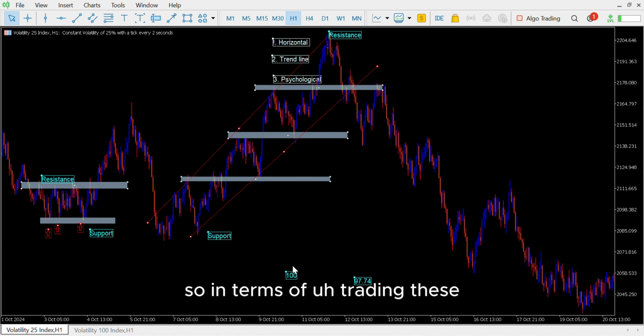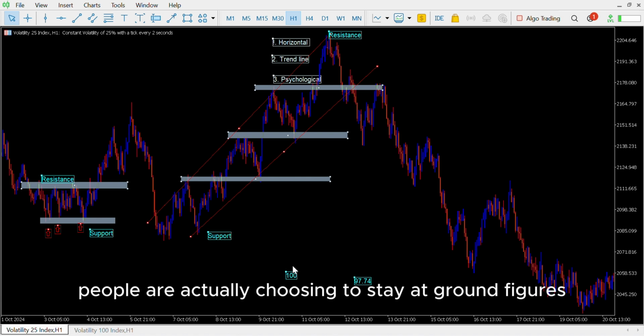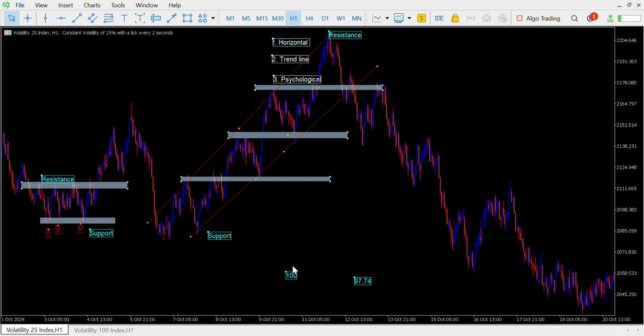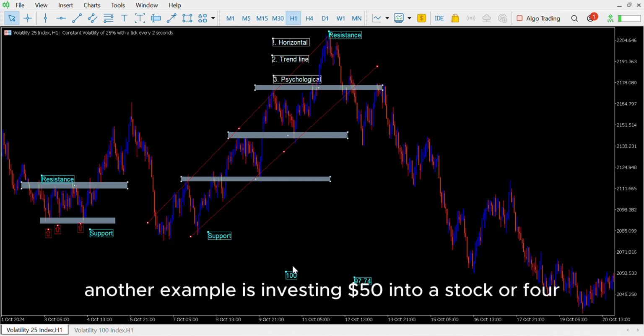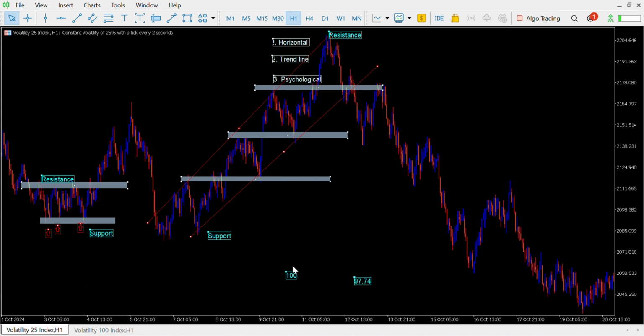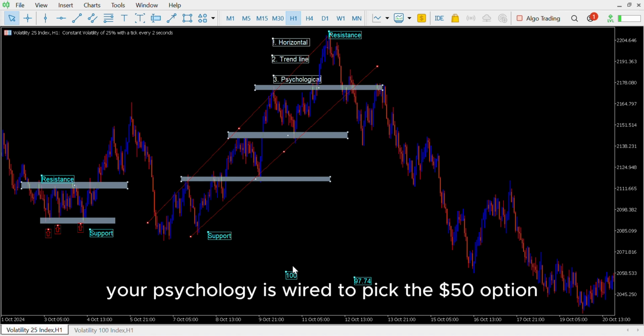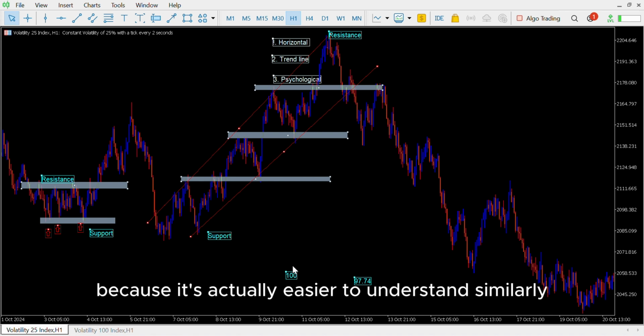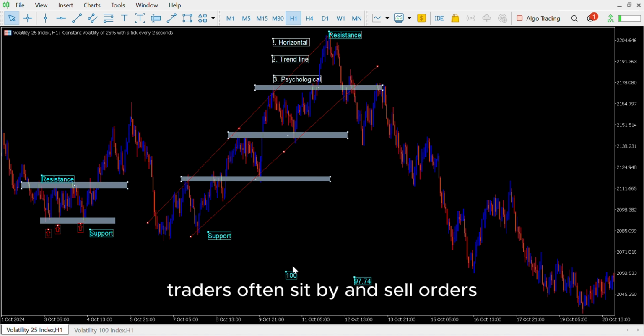So in terms of trading, there is what we call psychological support and psychological resistance. These areas are more like people actually choosing to stay at round figures. Another example is investing $50 into a stock of $47.58. Obviously your psychology is wired to pick the $50 option because it's easier to understand. Similarly, traders often set buy and sell orders at round figures such as $50, $100, $1,000, etc.